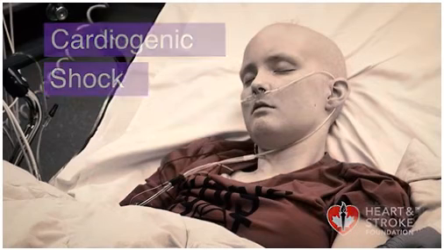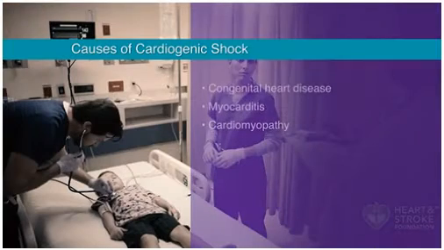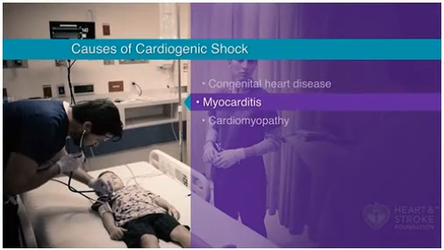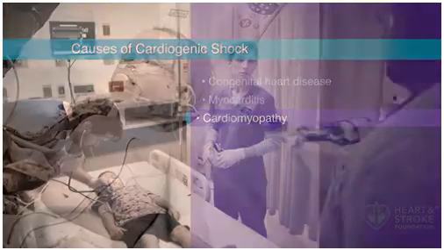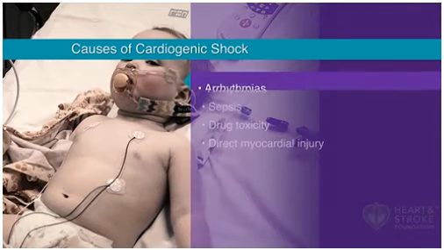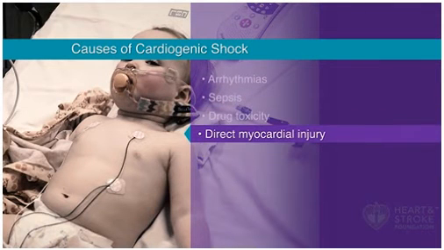Cardiogenic shock results from inadequate tissue perfusion caused by poor myocardial function. Common causes include congenital heart disease, myocarditis, or acquired dysfunctions such as cardiomyopathy. Other less common causes include arrhythmias, sepsis, drug toxicity, or direct myocardial injury.